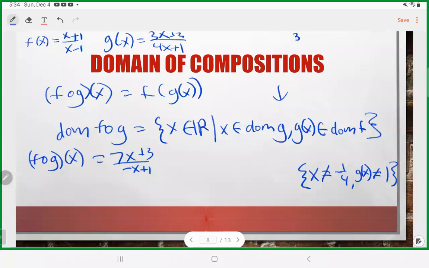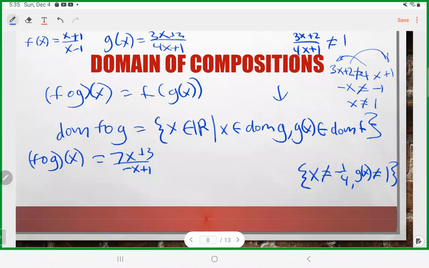Yeah. So then all we need to do is solve for that, just like a regular equality. So (3x plus 2) over (4x plus 1), which is G, cannot be equal to 1. So 3x plus 2 cannot be equal to 4x plus 1. You just cross multiply, and then negative x cannot be equal to, you move it to the side, negative 1. So x cannot be equal to 1.